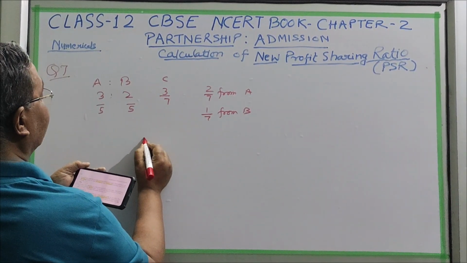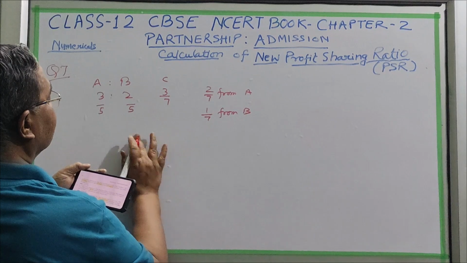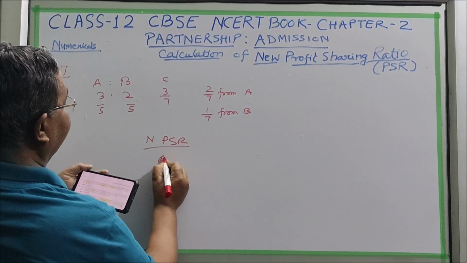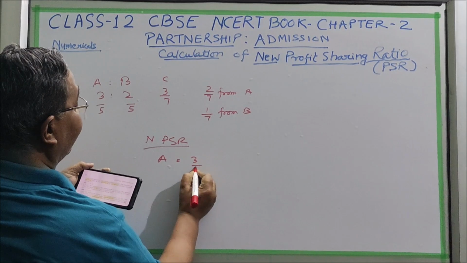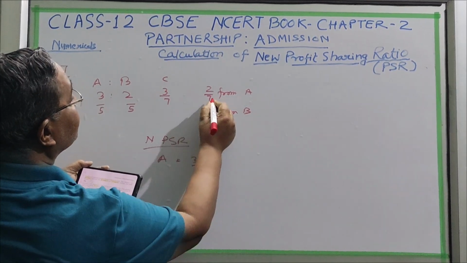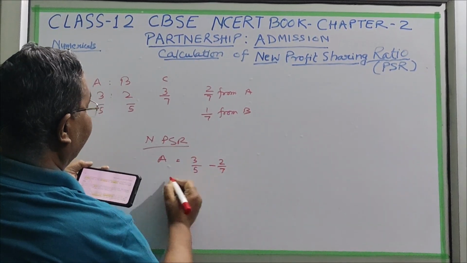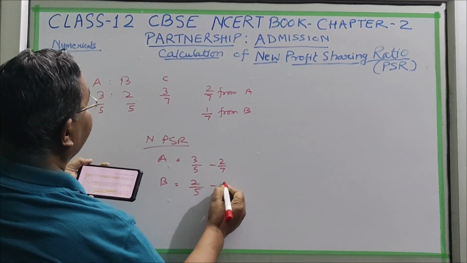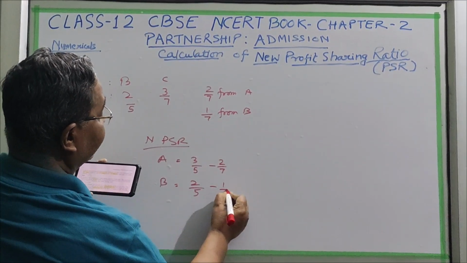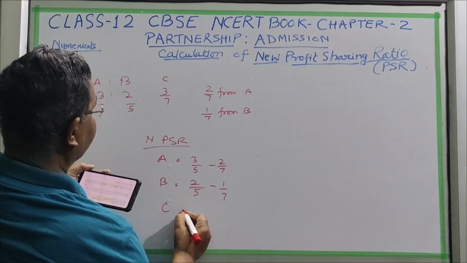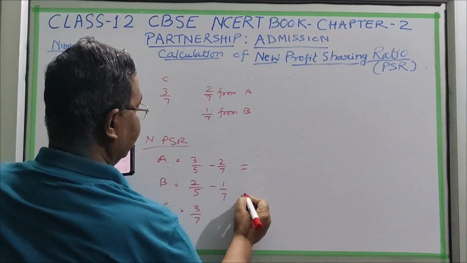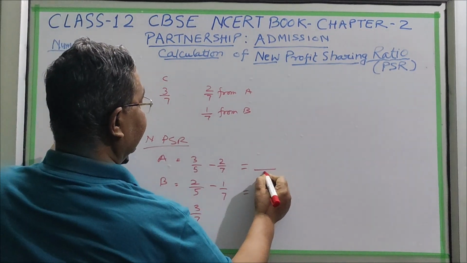What is the new ratio? New PSR will be A 3 upon 5 minus 2 by 7. Okay, and B will be 2 upon 5 minus 1 upon 7. Okay, and C will be 3 by 7. So here we see their LCM is 35.